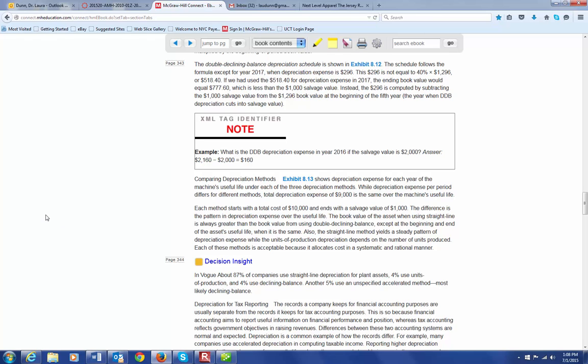And the book value of the asset when using straight line is always greater than the book value using double declining balance, except at the beginning and end, where it's going to end up being the same. The straight line yields a steady pattern of depreciation expense, while units of production depends on the number of units produced, and the double declining is going to give you a varying amount of depreciation, but it's going to be more in the beginning and less at the end.